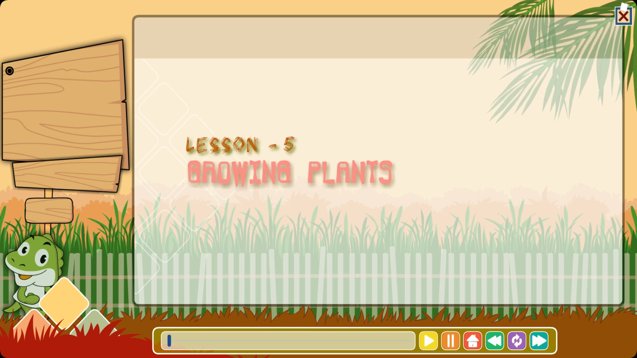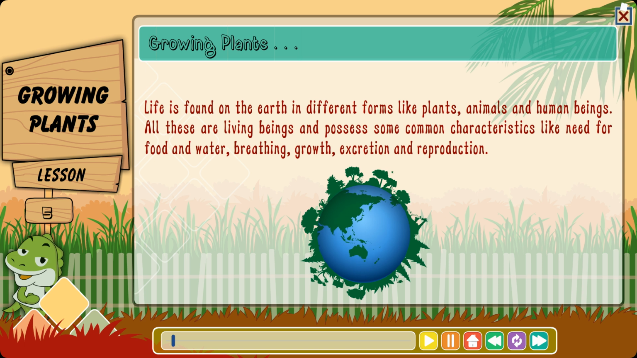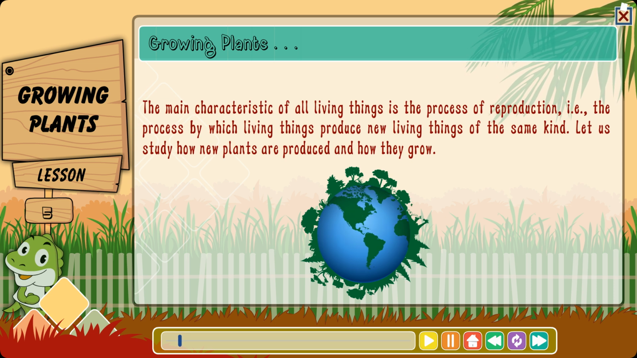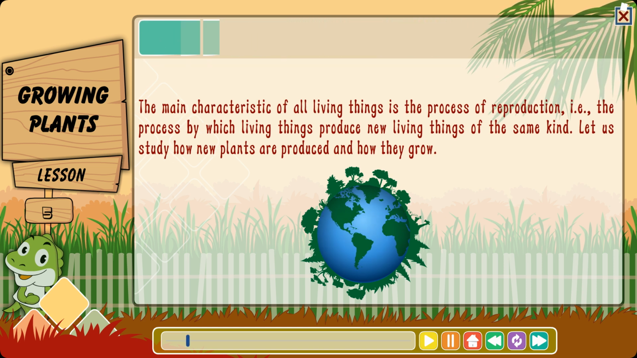Lesson 5. Growing plants. Life is found on the earth in different forms, like plants, animals, and human beings. All these are living beings and possess some common characteristics, like need of food and water, breathing, growth, excretion, and reproduction. The main characteristic of all living things is the process of reproduction. That is, the process by which living things produce new living things of the same kind.